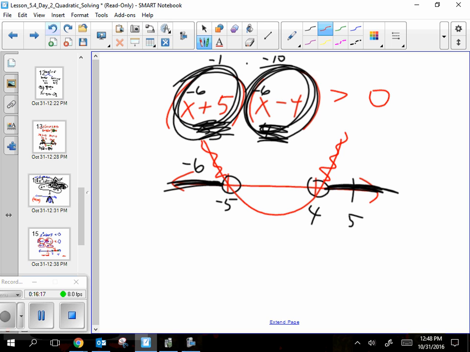So now, some of you guys are going to like the graph better, and I think, honestly, if you get that, it's easier. But testing intervals is great, too. So I'm fine with either method, but you need to know where to shade.